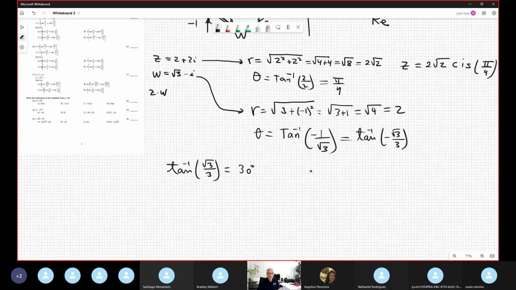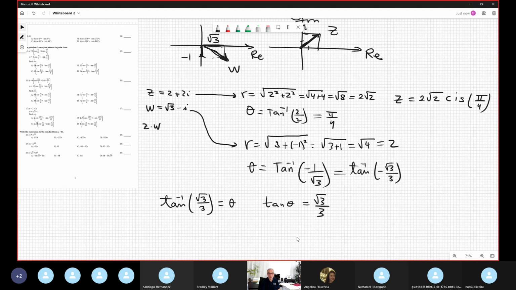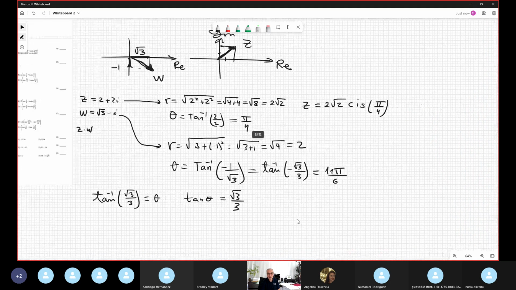When you change the thing like that, you may have no idea, so theta is an angle and tangent theta is radical 3 over 3. So what is the angle whose tangent is radical 3 over 3? It's pi over 6. But this is in the first quadrant. So in the fourth quadrant it's 11 pi over 6. Makes sense, right? 330 degrees. So the answer is 11 pi over 6. And the representation for that complex number W is 2 times cosine plus i sine of 11 pi over 6. Right?